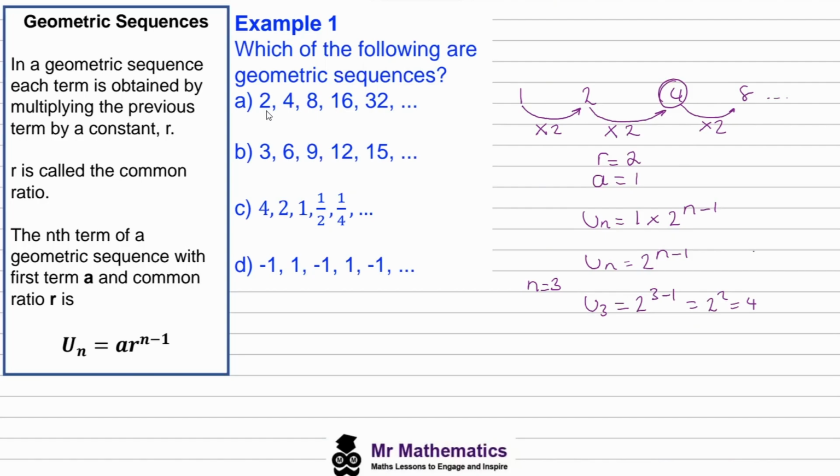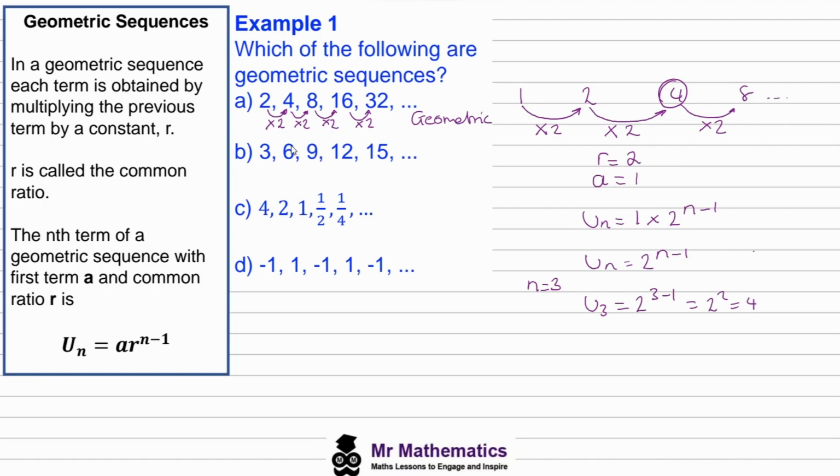Well, for example A, we can work out the common ratio as 2, and we can see this is constant because the next term is always the previous term multiplied by the same 2. And the a value is our first term, which is 2. So we know that this is geometric.